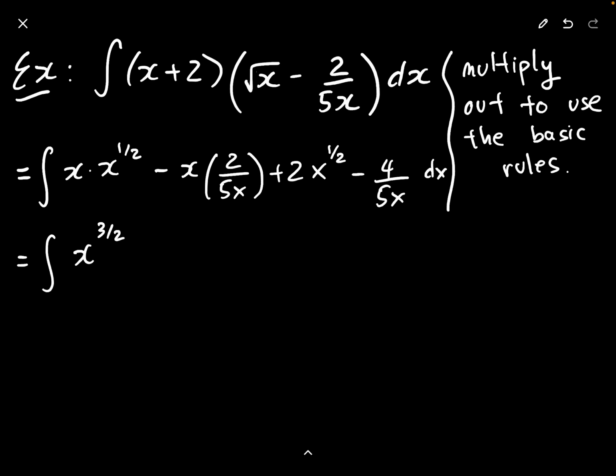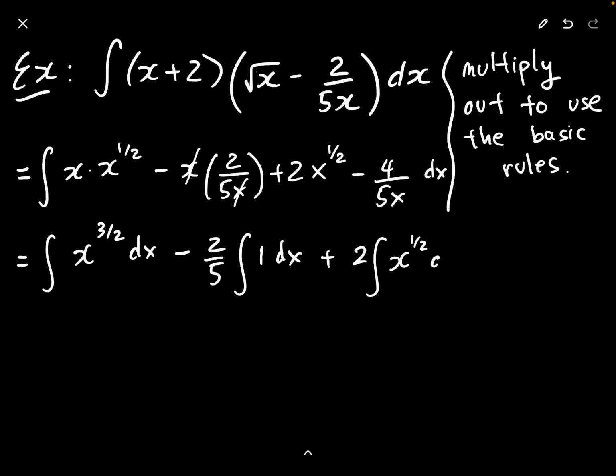So we can separate them into 4 separate integrals. In the second term, we can cancel the x. We have minus 2/5 integral of 1 with respect to x, plus 2 times the integral of x to the half with respect to x, minus 4/5 integral x to the minus 1 with respect to x.